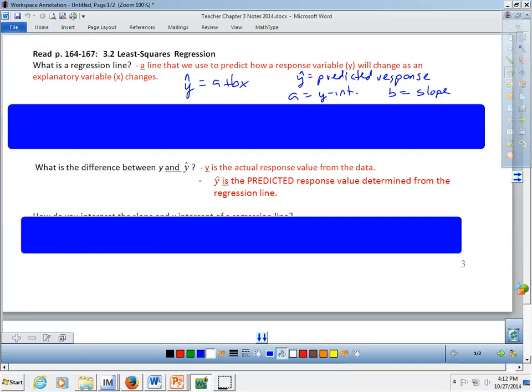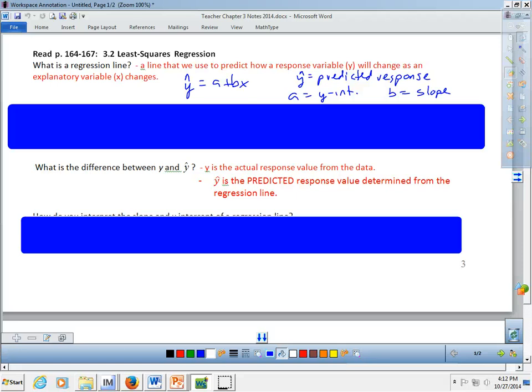So I mentioned that there's a huge difference between y hat and y. And again, context being king here. We'll add context a little bit later on. But for now, what is the difference between y and y hat? y is the actual response value from your data. So whatever we've chosen as our response, we're going to measure that response, and that's going to be our actual y, and we're going to denote it by an actual y.